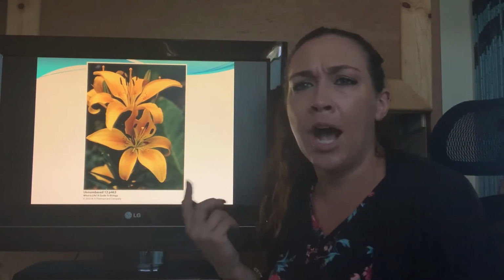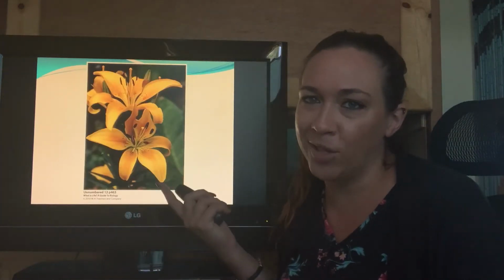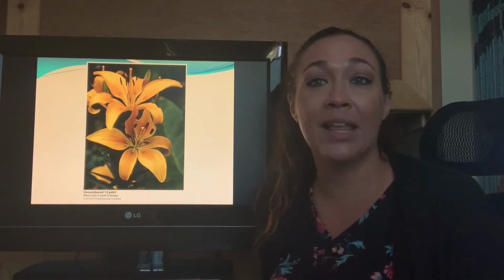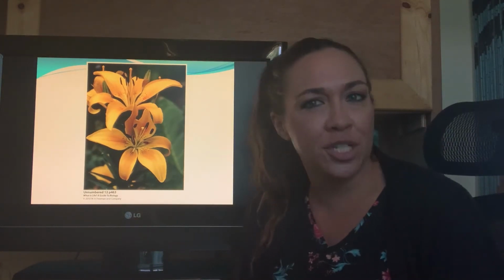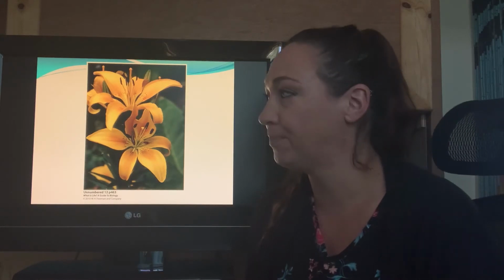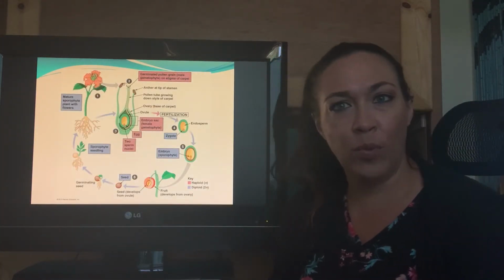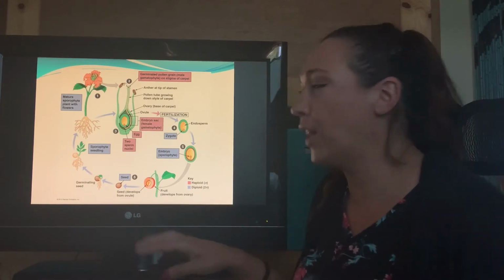So make sure, because not all flowers look like this perfect picture right here. This one obviously looks pretty close, so I'd probably do something like that on your exam or your quiz, but just make sure that you're actively paying attention to these parts and stuff like that.